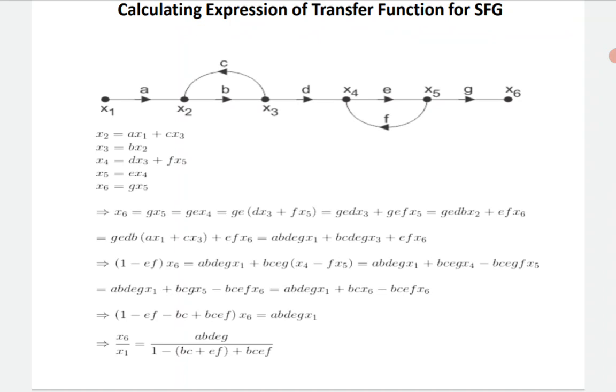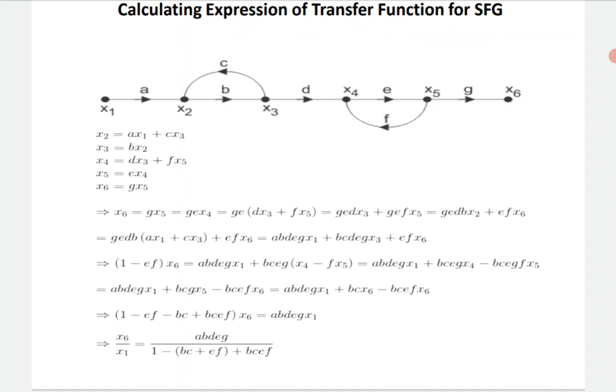Divided by 1 minus, within the first bracket, the sum of individual loops. How many individual loops are available? 2 loops. One loop is BC, another loop is EF. So the denominator will be 1 minus, within the first bracket, BC plus EF, bracket close, plus non-touching loop pairs. Obviously these two loops are totally isolated from each other, so they can be taken as a product for non-touching loop pairs also, plus BC into EF. This is my delta value.